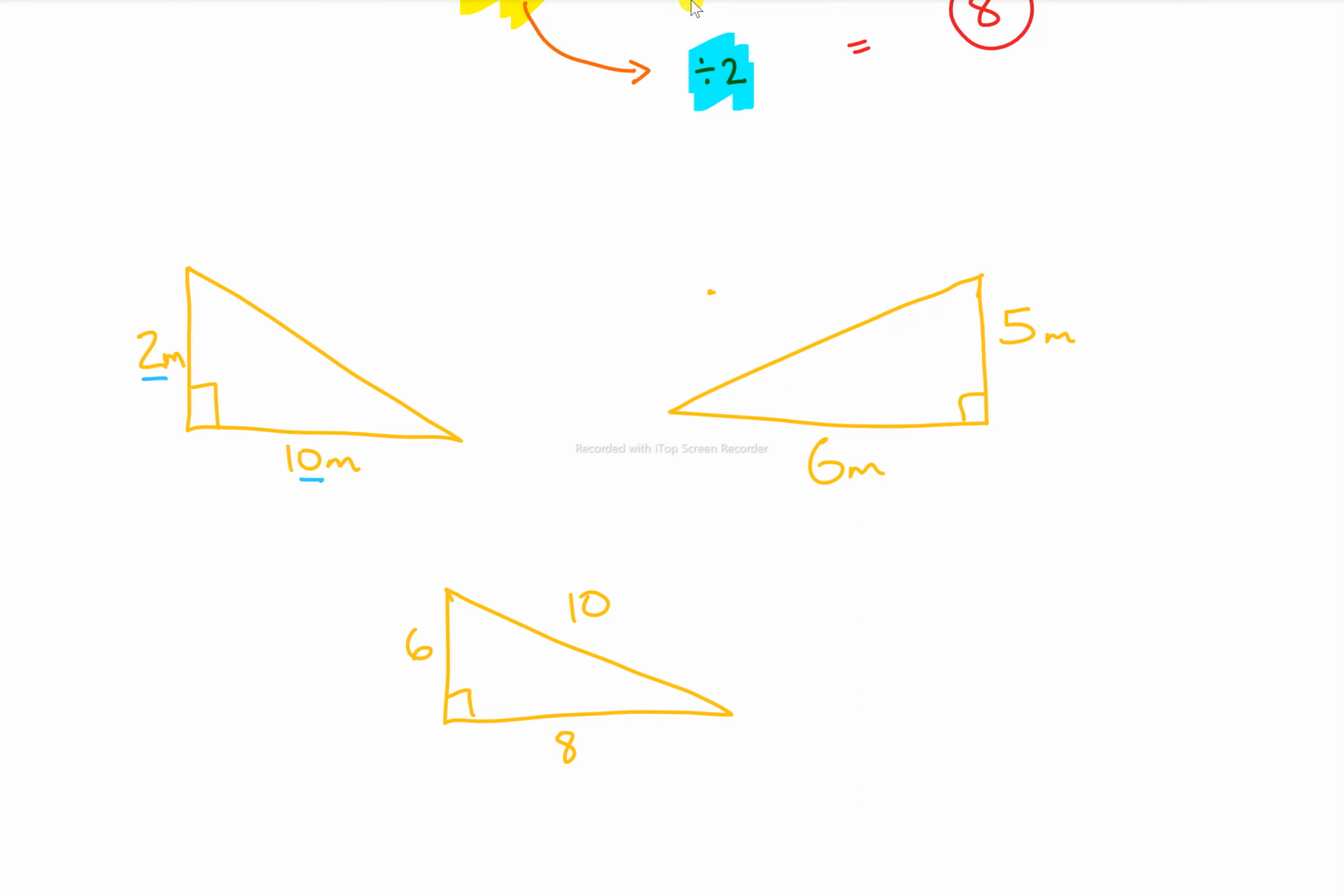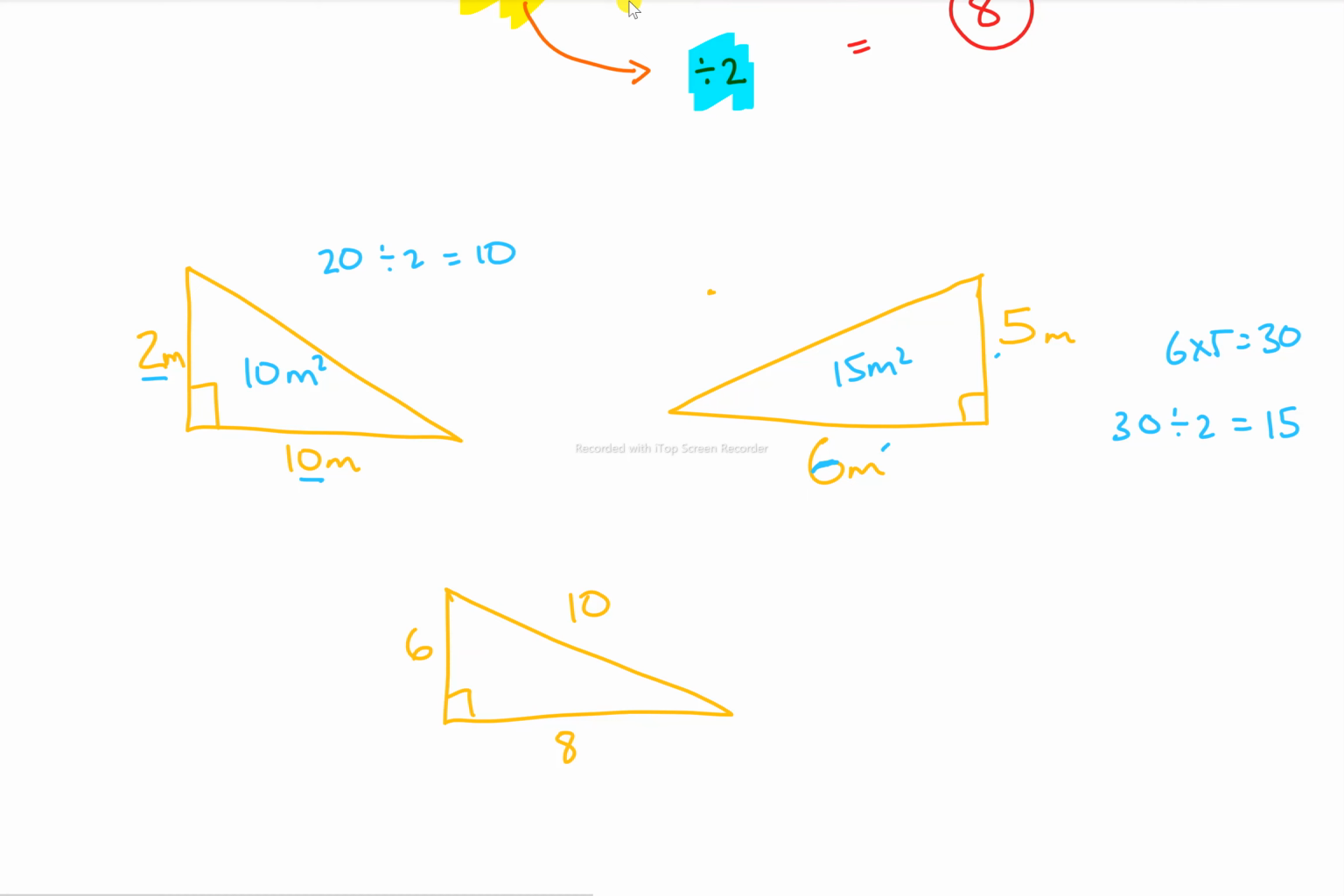2 times 10 is 20. 20 divided by 2 is 10. So it's 10 meters squared or square meters. Moving on to this one. Right. I've noticed that this is even. But again, there's two ways of doing it. Let's do it the quick way. 6 times 5 is 30. This is all going on in my head. 30 divided by 2. Half of 30, I know, is 15. It's good to know your halves and doubles, yeah? So this is 15 square meters.